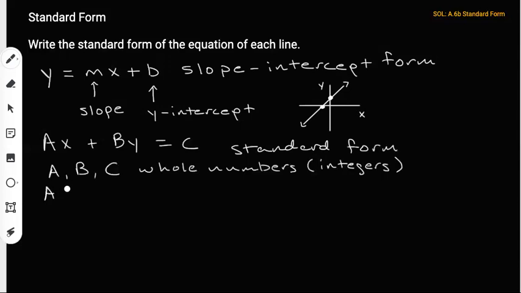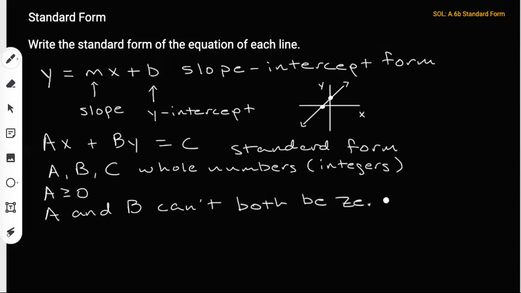A has to be greater than or equal to 0. And we have the added stipulation that A and B can't both be 0. In that case, I would have 0 plus 0 is equal to C. So C would have to be 0 at that point. But what we're going to do is we're going to start off with slope-intercept form, and we're going to be ending up in standard form.